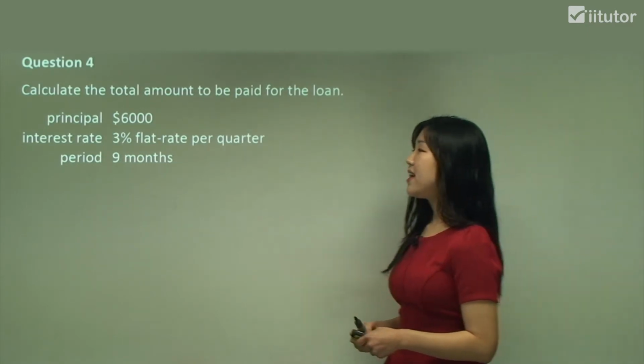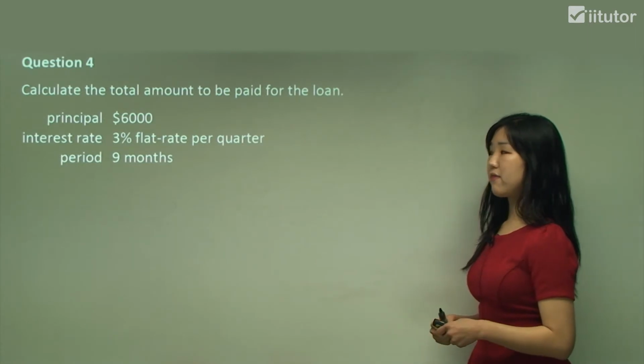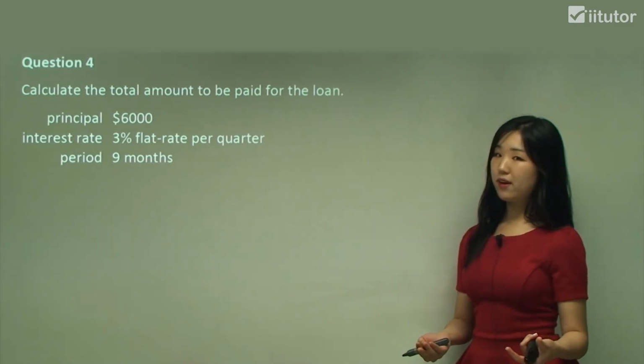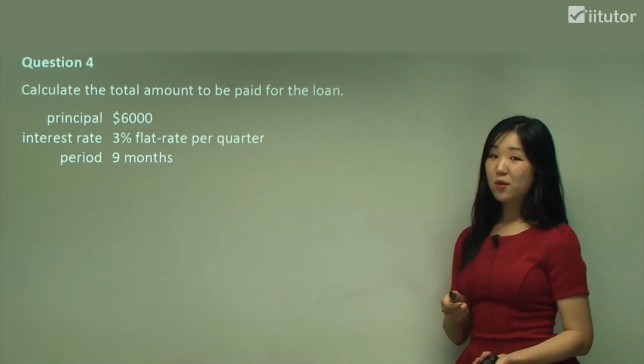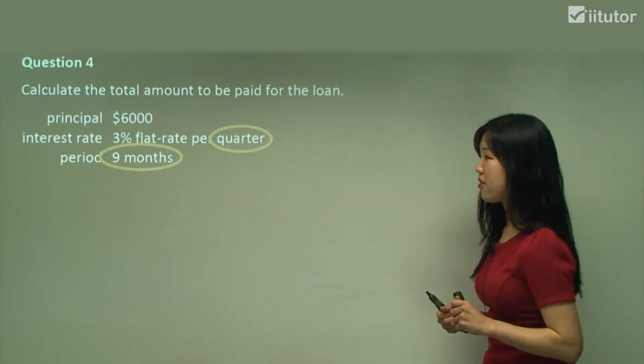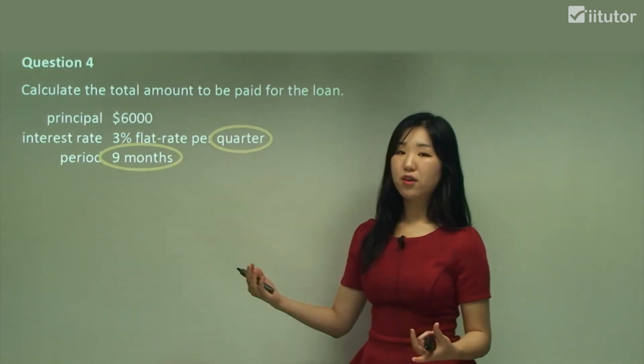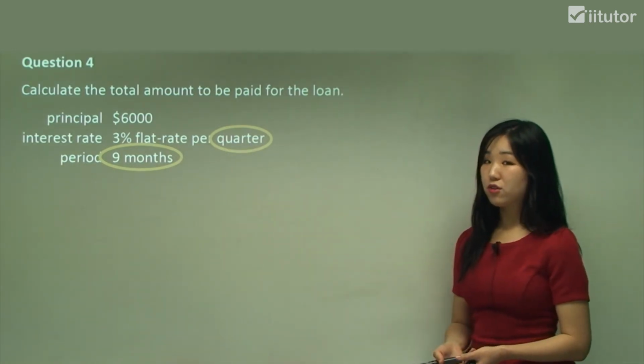Let's do another one. Calculate the total amount to be paid for the loan. So they give us the principal, they give us the rate, and they also give us the period. But hopefully everyone caught that the units are not matching. So that's very important if you got that. So this one is a quarterly rate, and this one is a monthly period. So we have to do some conversions.